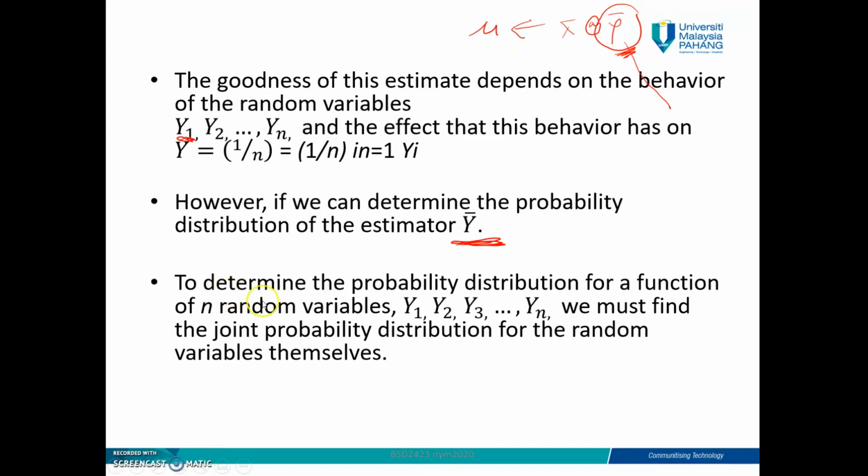So to determine the probability distribution for a function of n random variables, we must find the joint probability distribution function for the random variables themselves. Here we have Y1, Y2, Y3 until Yn, so we will find the joint. How to find the joint, you have learned before in the previous chapter.